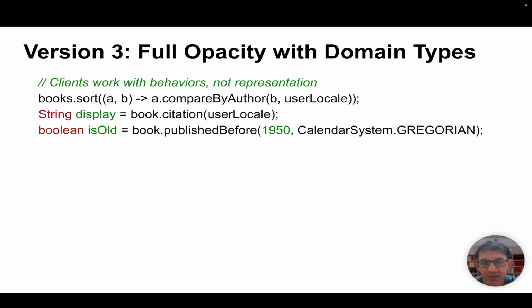The benefits we achieve are substantial. Internationalization is hidden behind localized string. Complex dates are hidden behind publication date. Future extensions like ISBN, publisher, and edition can be added without breaking clients. Performance optimizations like caching and compression can be implemented internally. The entire internal representation can evolve freely. This is the power of representational independence. The interface remains stable while the implementation can change dramatically.